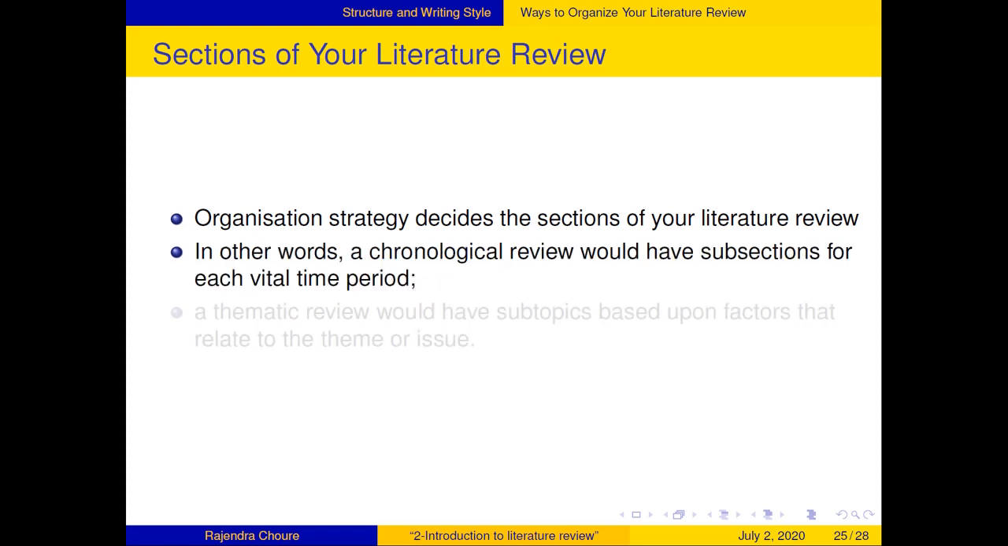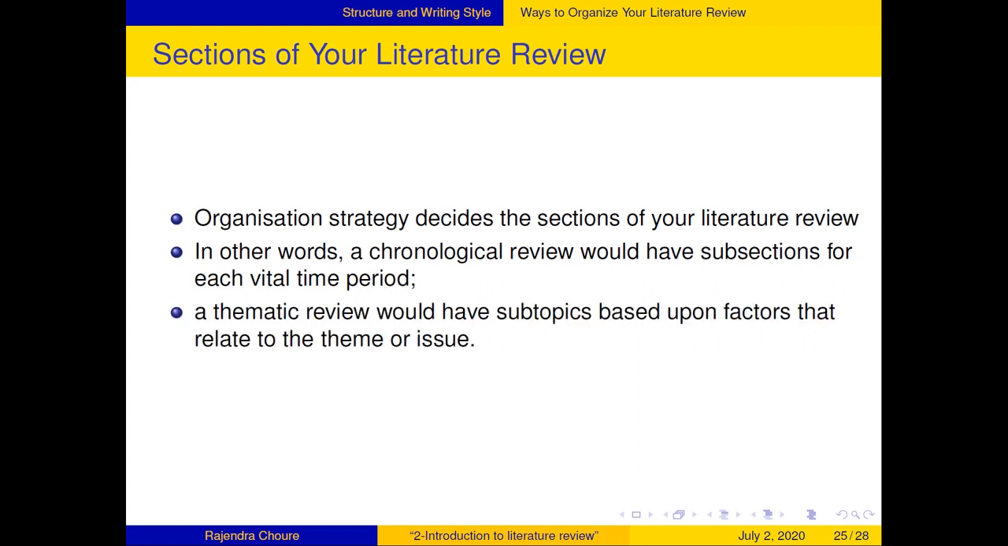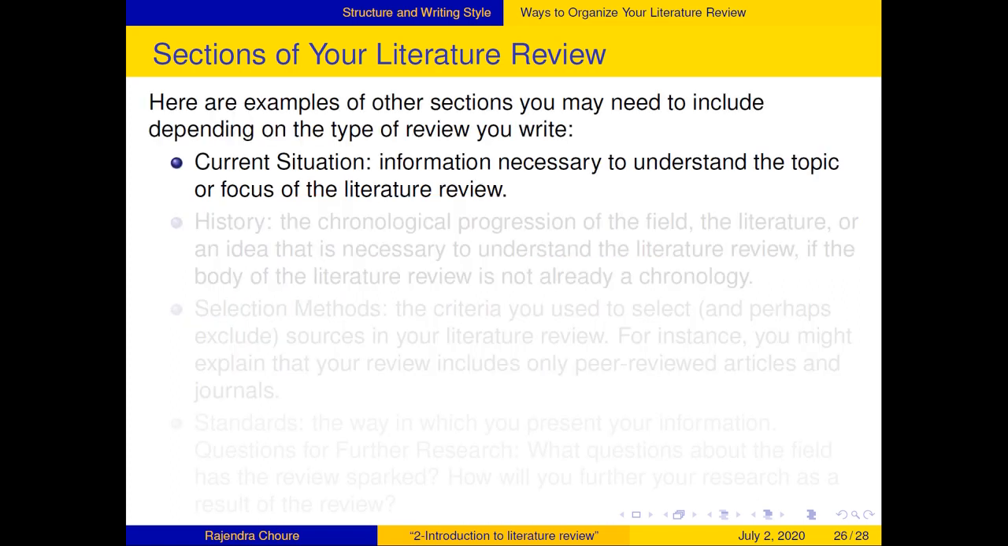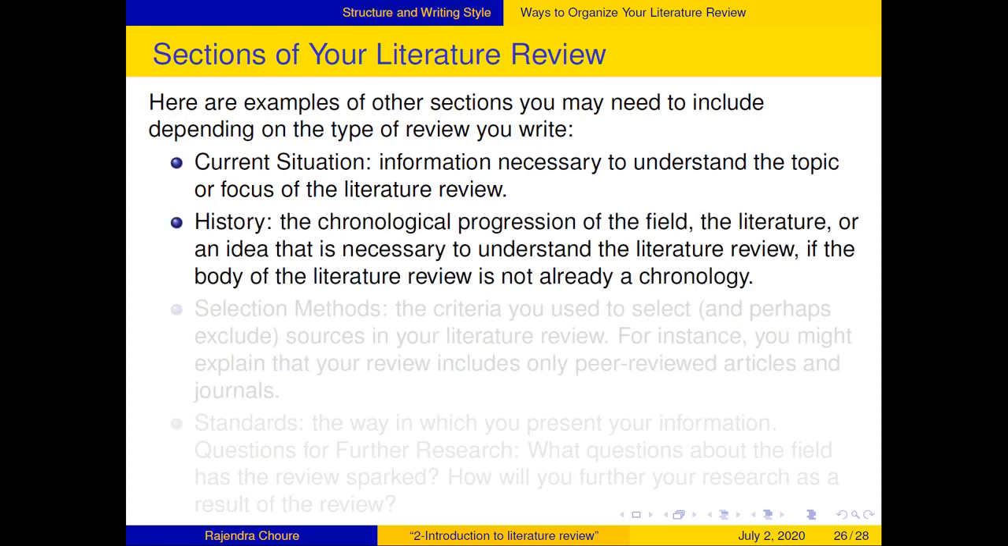In other words, a chronological review would have subsections for each vital time period or each vital event that happened in those periods. A thematic review would have subtopics based on factors that relate to the theme or issue. In a thematic review, many themes and subthemes will be there, which will form the sections and subsections of your review. And here are examples of some sections you may need to include. The first is the current situation. That can be the first opening section of your literature review.